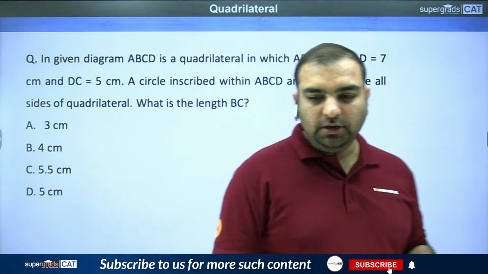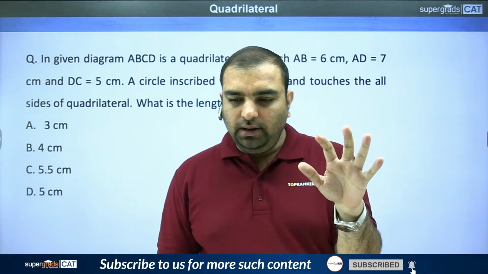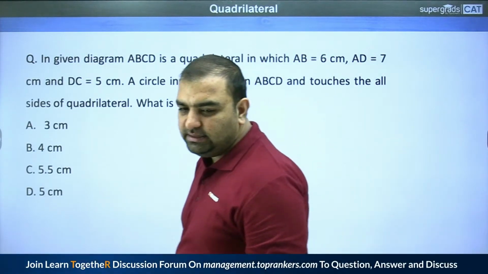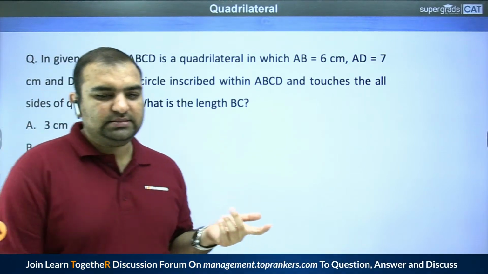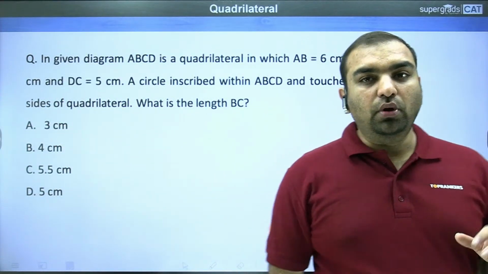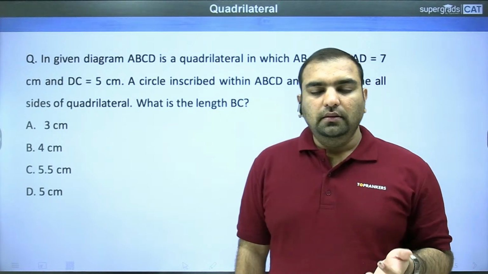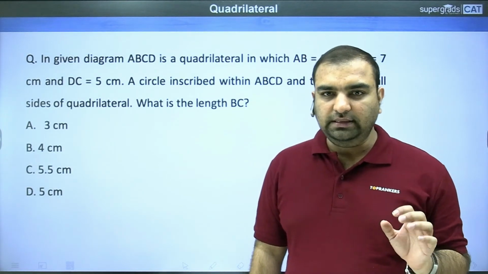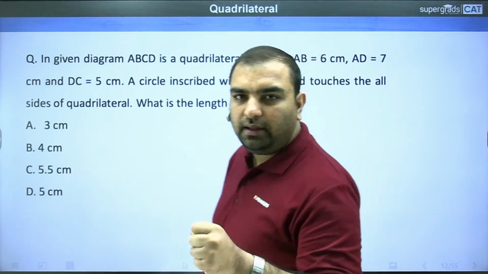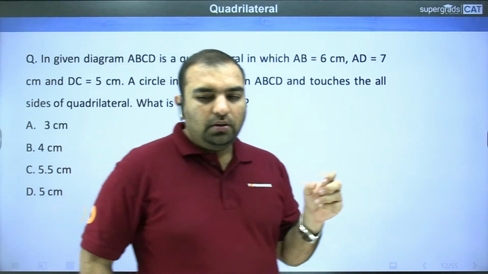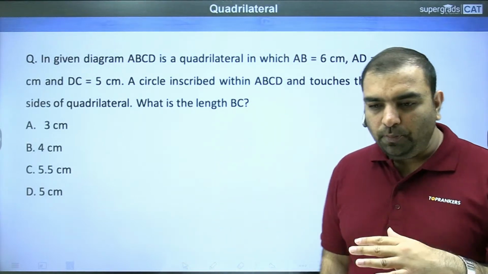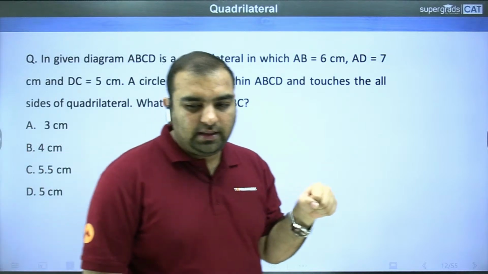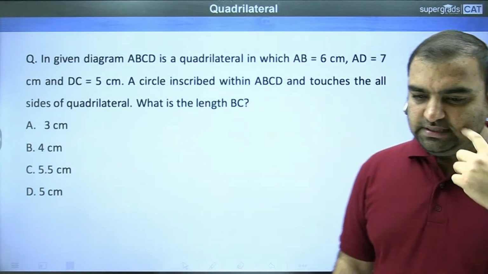डायग्राम तो नहीं दिया है बट बना लेते हैं. ABCD क्वाड्रिलेटरल है, चारों साइड पता है. A circle is drawn inside ABCD touching all the sides. ऐसा बोल रहा है कि डायग्राम इज गिवन, बट हमको नहीं दिया गया है. But we can draw it very easily कि एक क्वाड्रिलेटरल बनाना है ABCD, उन चारों साइड्स की वैल्यू पता है, एक अंदर इंस्क्राइब्ड करता हुआ सर्कल बनाया गया है. What is the length of BC?